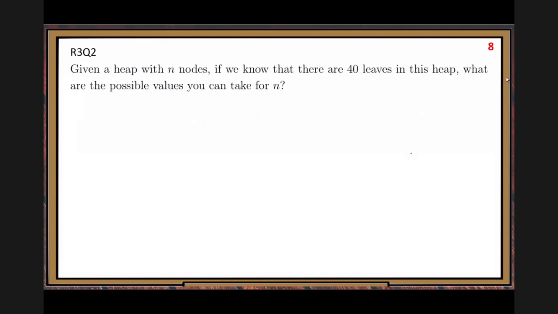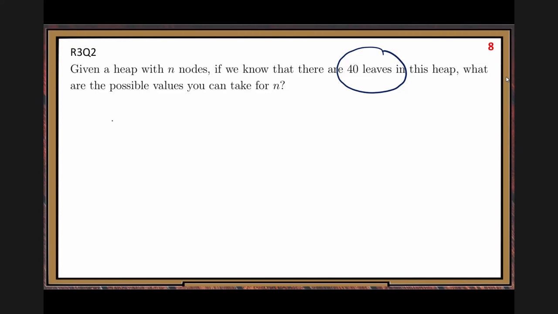Next one. Given a heap with n nodes, if we know that there are 40 leaves in this heap, what are the possible values you can take for n? Number of leaves. What's the formula?